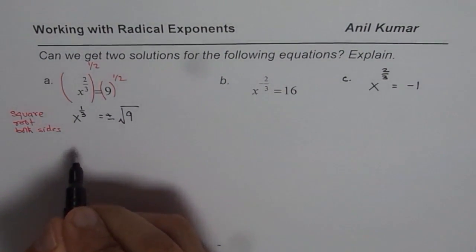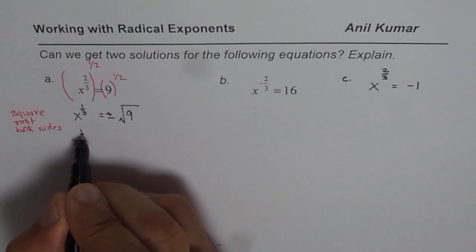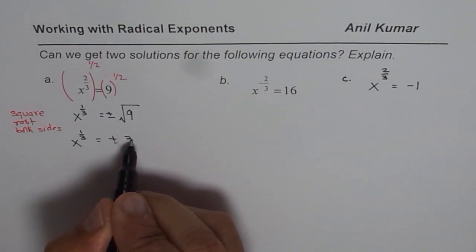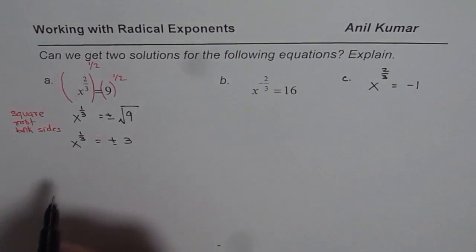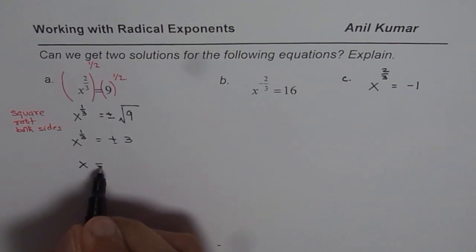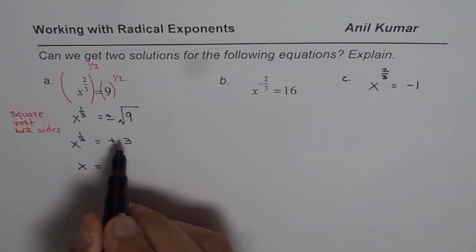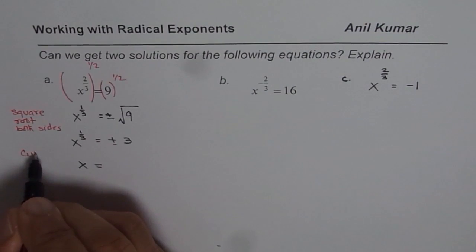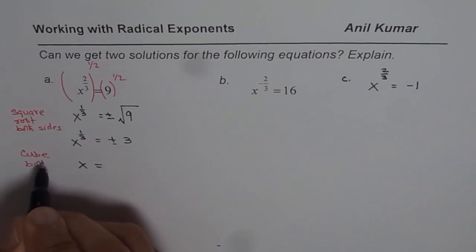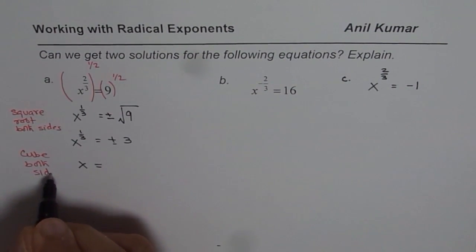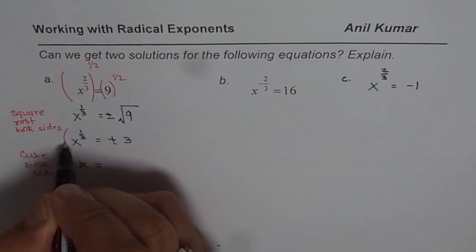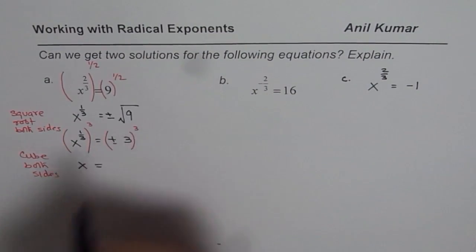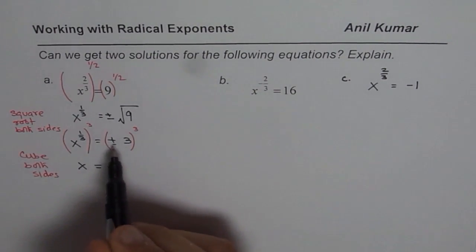So we get here x to the power of 1 over 3 equals plus and minus square root of 9, which is 3. So what is x now? x could be equal to the cube of this. So the next step to solve this is to cube both sides. So now I'm doing cube on both sides. So when you do cube of plus or minus 3, what do you get?